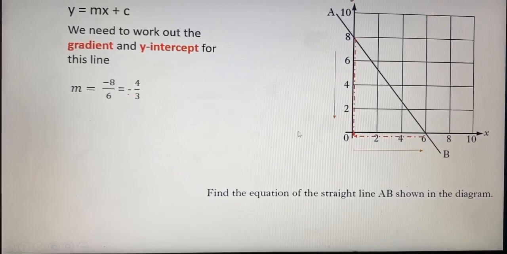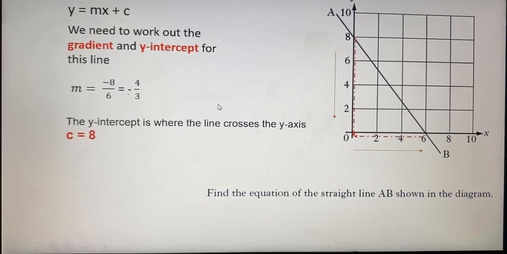So that's our gradient. Our y-intercept, we can just pick that out here. It's crossing the y-axis at this point here at 8. So c is 8. And then all we have to do is put these two values into our formula. So our y equals mx plus c, we're going to replace m with minus 4 over 3 and c with 8. And we get an equation of that line as y is equal to minus 4 over 3 x plus 8.